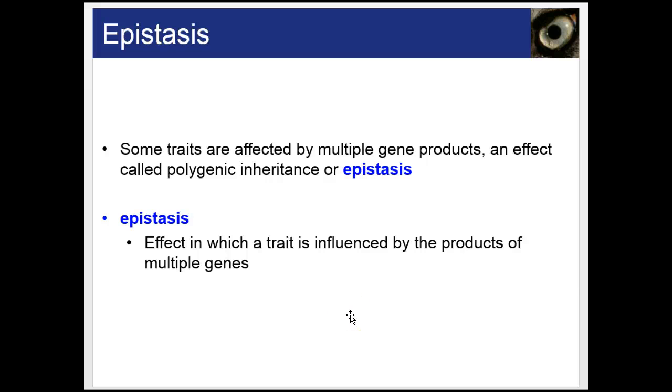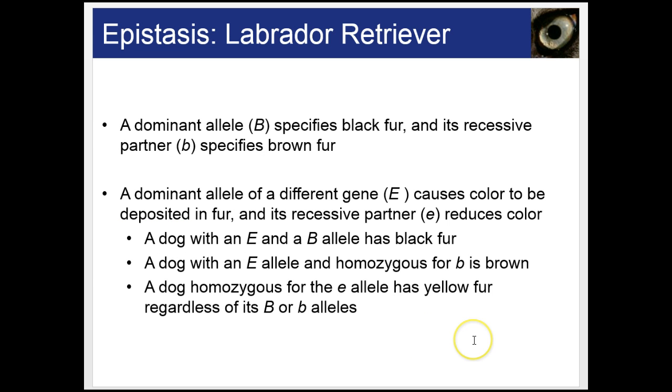Another pattern that we see is called epistasis. Some traits are affected by multiple gene products, an effect called polygenic inheritance or epistasis. So meaning many genes control a trait. For instance, this happens in Labrador retrievers. So let's say we have a dominant allele, big B, is black fur, and the recessive counterpart is little b for brown fur. So black fur dominant over brown fur.